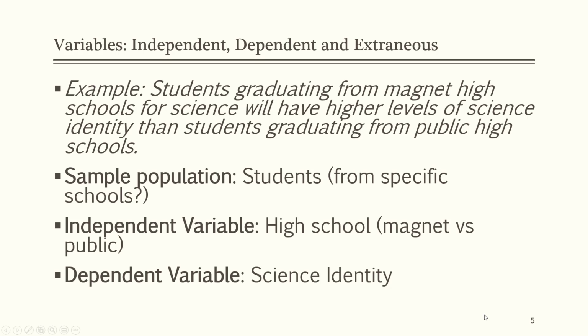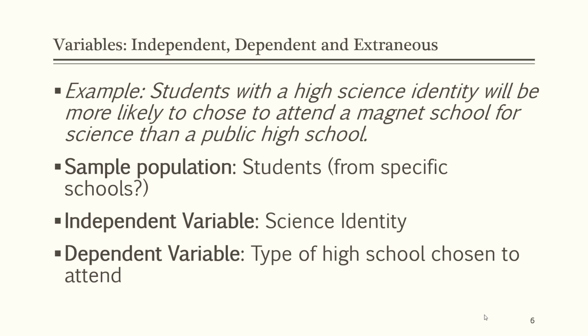And because sometimes it can be tricky identifying the independent variable, I switched this around just a little bit for you. So in this example, students graduating from magnet high schools for science will have higher levels of science identity than students graduating from public high schools. So our sample population again is students from specific schools, the independent variable, again, high school, magnet versus public, the dependent variable, science identity.